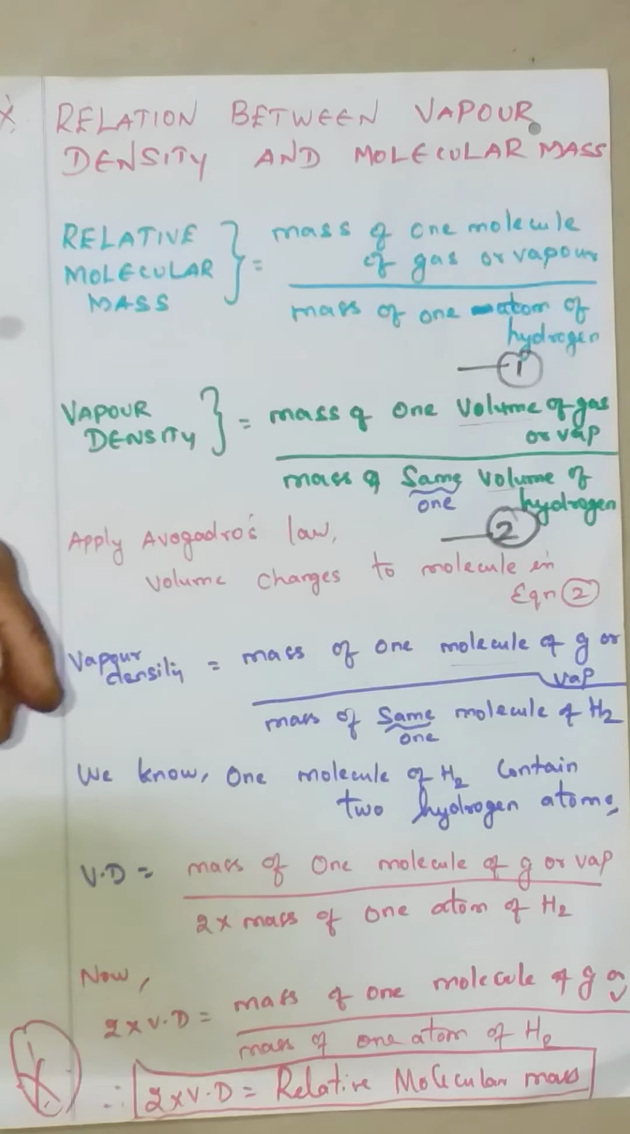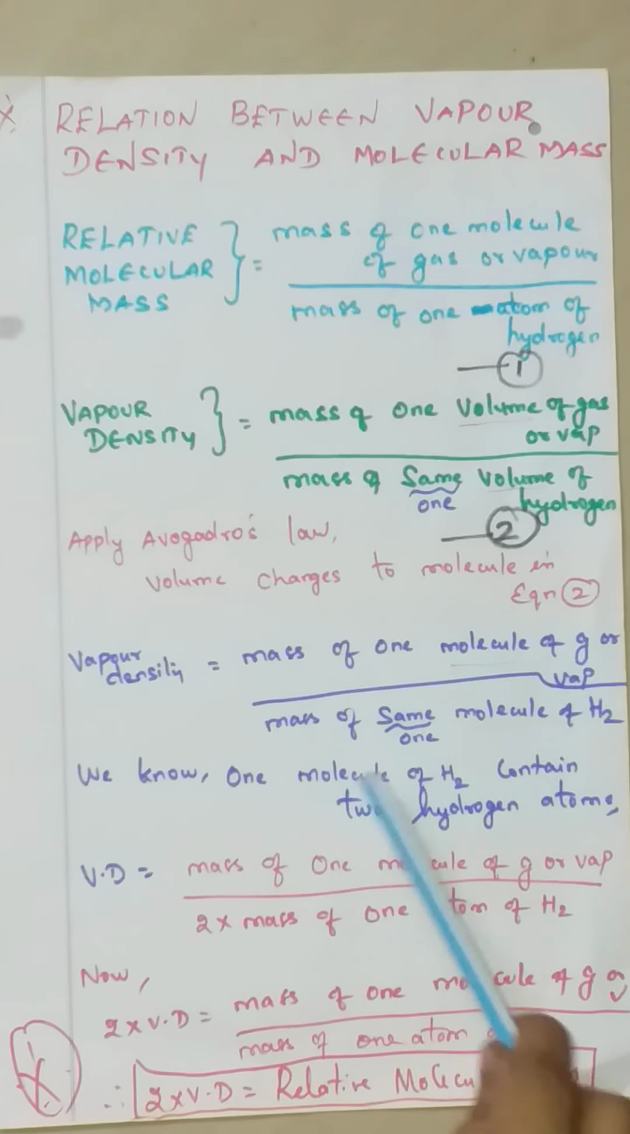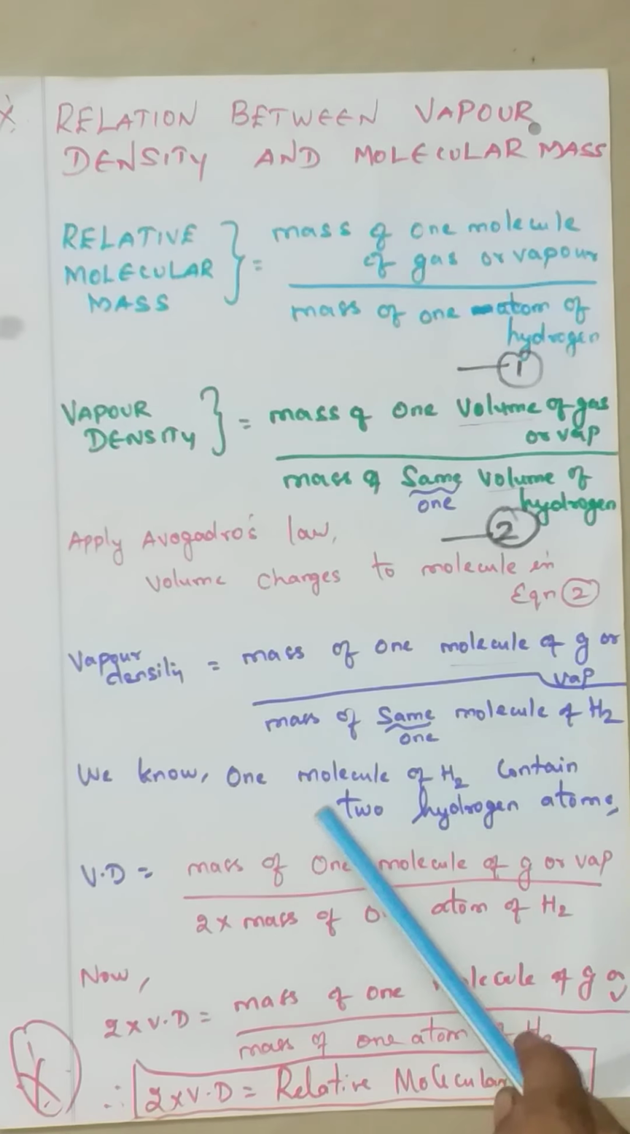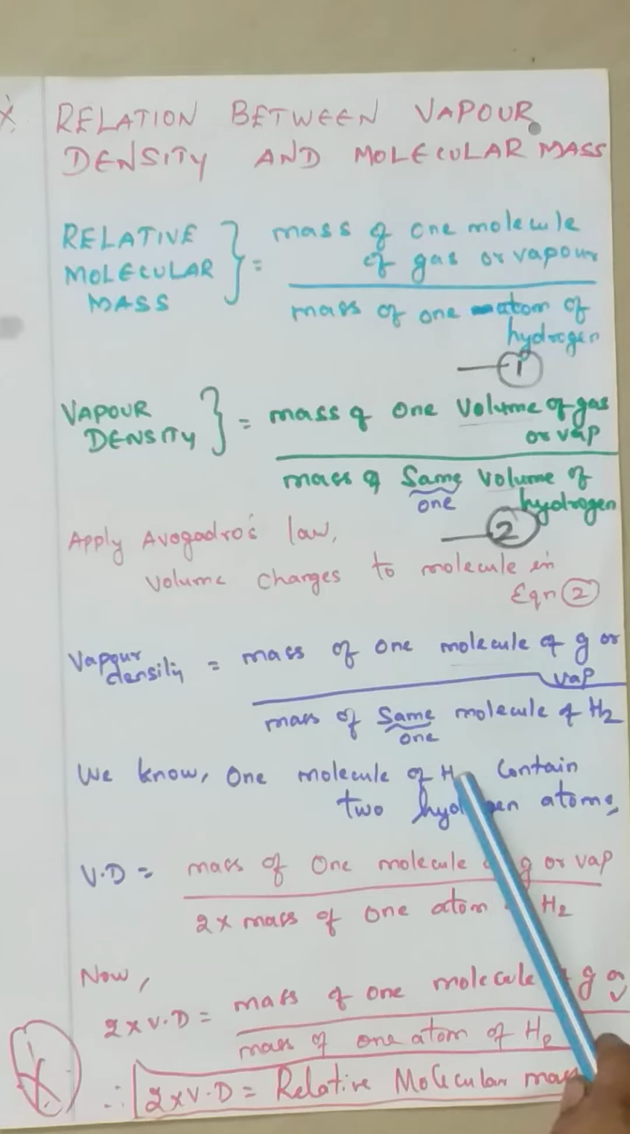For example, another example, in a chlorine molecule Cl2, how many atoms are there? There are 2 atoms. So in ozone O3, how many atoms are there? It is 3. So, triatomic. So one molecule of hydrogen contains 2 hydrogen atoms. Listen carefully. One molecule of hydrogen contains 2 hydrogen atoms.